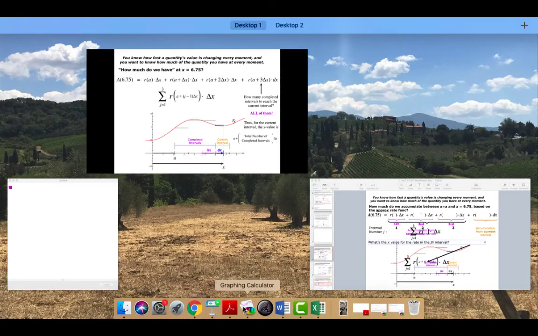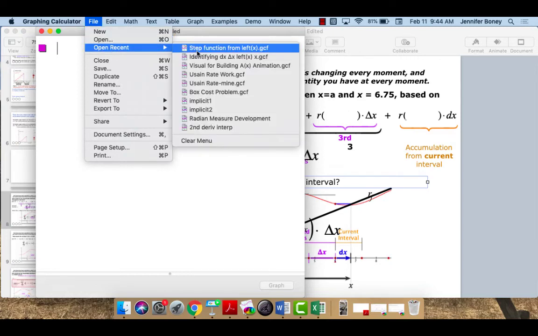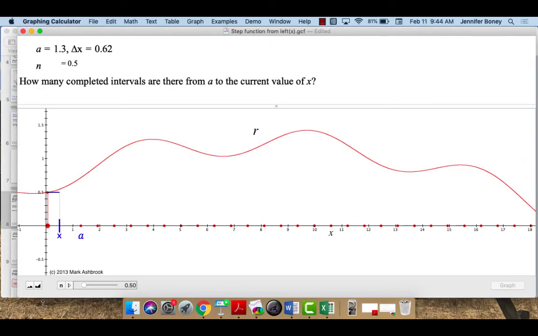So that other GC file that I had pulled up a minute ago, if I can find this. All right, so just thinking about how these computations work. Think about this lowercase a again is where we're going to start accumulation from. Parameter, in this case, I gave it a value of 1.3. And delta x is 0.62. And what is this n doing here? Don't really know. Oh, that's just showing where we are.